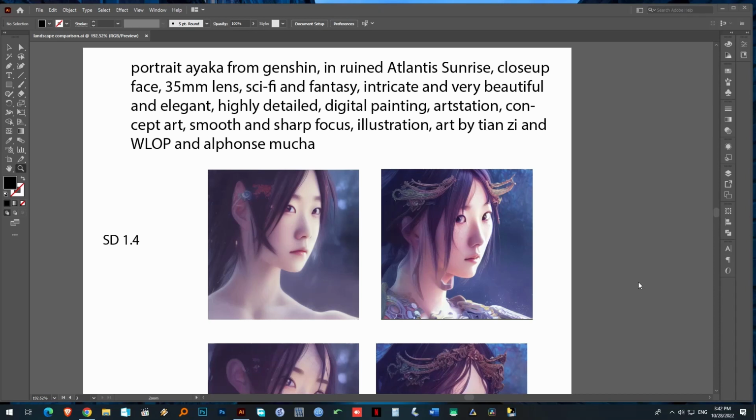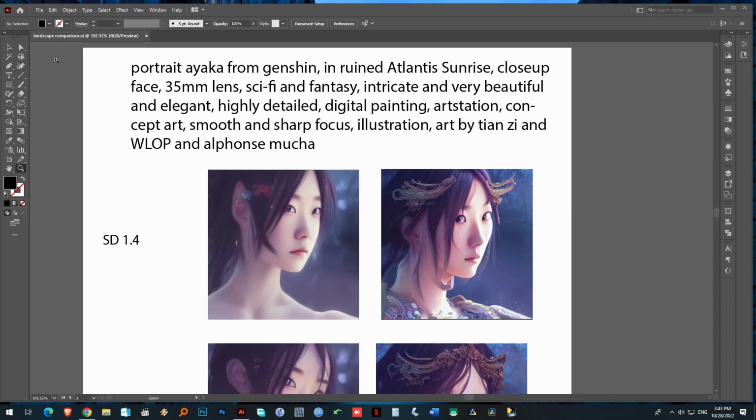So I have three different types of prompts. One of them is a portrait kind of prompt. The other one is a landscape kind of prompt. And the third one is a special prompt for a particularly different, special type of checkpoint.